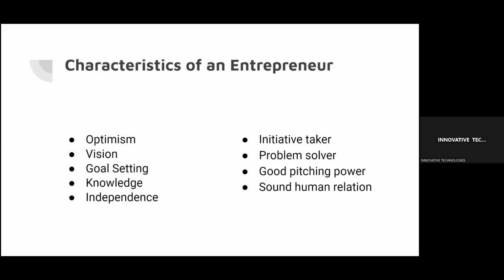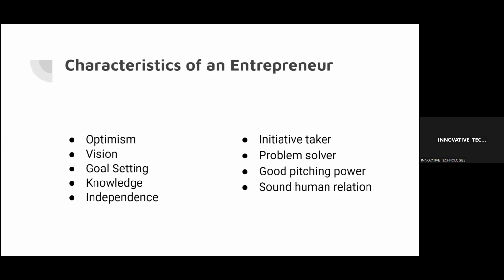And also he should be independent. So he has to work independently for making decisions. He has to take dynamic decisions, and also he should have a very strong desire for success. And most probably all the entrepreneurs are initiative takers. So an entrepreneur has to take the firm initiative to make a plan and work.